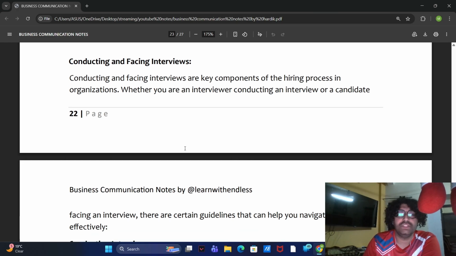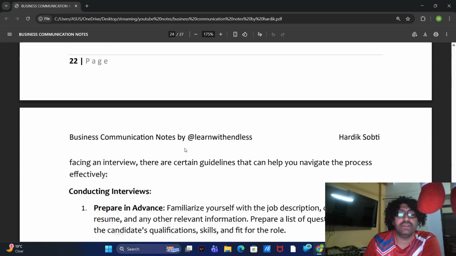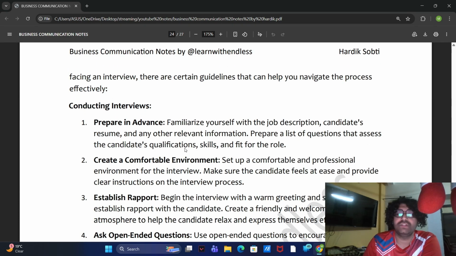Next topic, conducting and facing interviews. Conducting and facing interviews are key components of the hiring process in organizations. Whether you are an interviewer conducting an interview or a candidate facing an interview, there are certain guidelines that can help you navigate the process effectively.